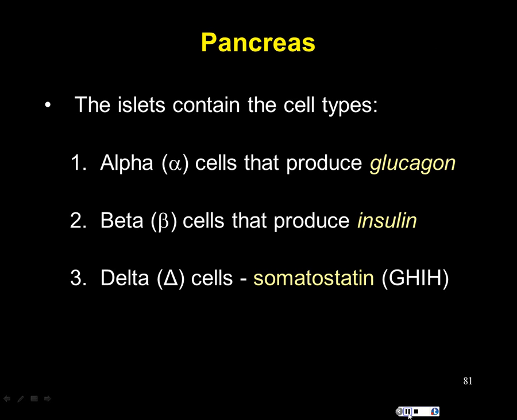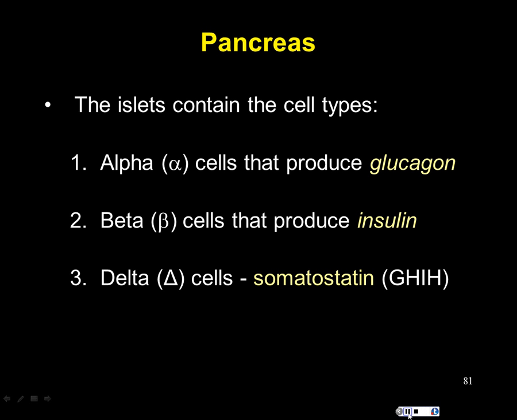So there are 3 primary cell types that you'll find in the islets: alpha cells, beta cells, and delta cells. Be sure to use the suffix that they're cells, because alpha, beta, delta are just Greek letters for A, B, D. So we're talking about a cell type in the pancreas. The alpha cells produce a hormone called glucagon, and the beta cells produce a hormone called insulin, which is antagonistic to it. The delta cells produce a hormone called somatostatin.